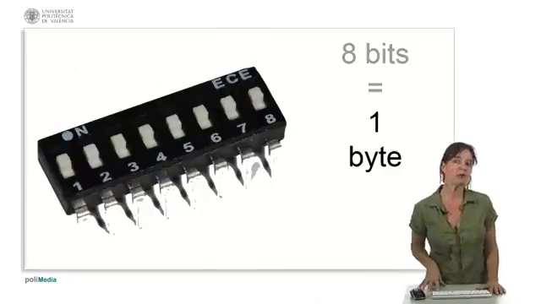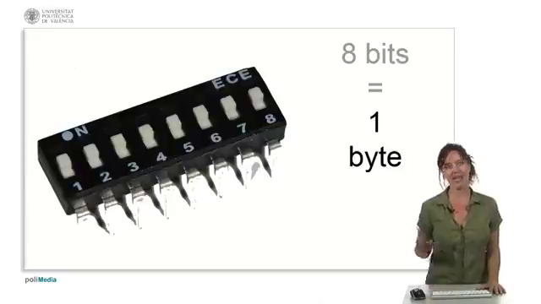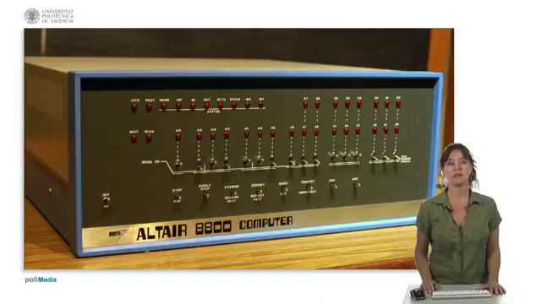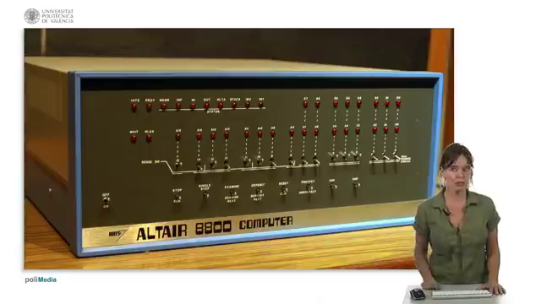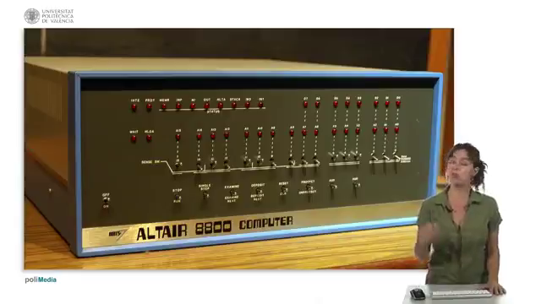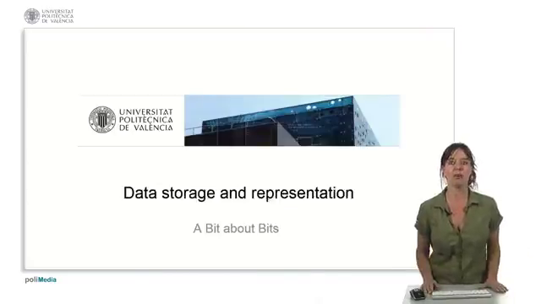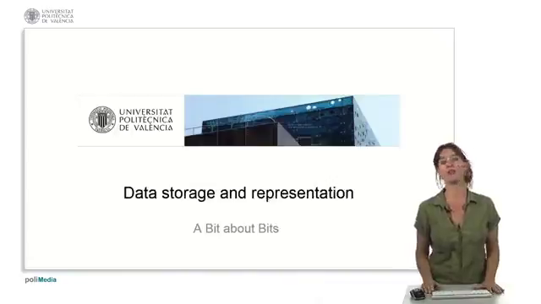Bits are usually grouped in blocks of 8 bits, and 8 bits is called a byte. Nowadays end users do not really need to manipulate individual bits, but it used to be a very typical interface to the first computers, as you can see here on the slide. So we have seen a little bit the binary representation of information with bits that are 0 and 1.